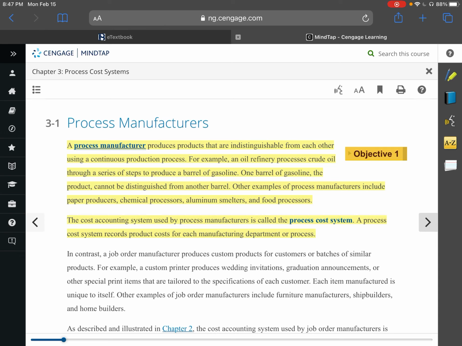So you think about a paper company, you think about a food processor. If those things work correctly, then the process always stays the same. So if you can figure out the cost for the process, then you won't have to change it based on how many times you use it. Okay? So the cost accounting system that's used by these process manufacturers is obviously called the process cost system. All right, so a process cost system records product costs for each manufacturing department or process.